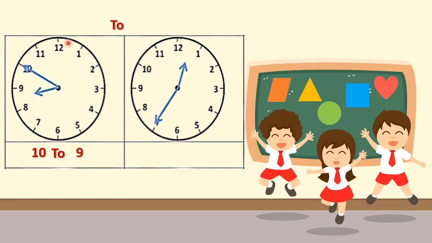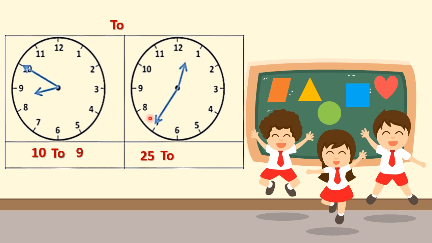Again, another example. So first of all, look at the long hand. The long hand is on the to side. Now, let's know the minutes. To know the minutes, count by 5. 0, 5, 10, 15, 20, 25. So, there are 25 minutes to.